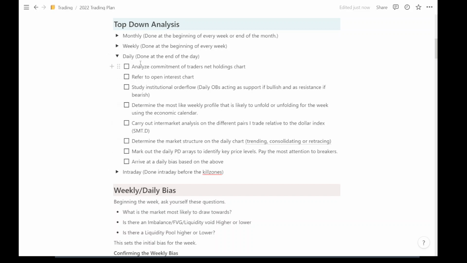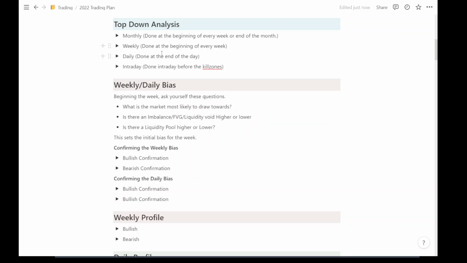Okay, so I analyze the commitment of traders report. Okay, I check the open interest chart and I determine the institutional order flow on the daily time frame. I want to see what is happening. Up close candle supporting price, down close candle supporting price. I want to see what the profile is on the daily time frame. Okay, and based on this, I also arrive on the daily bias.